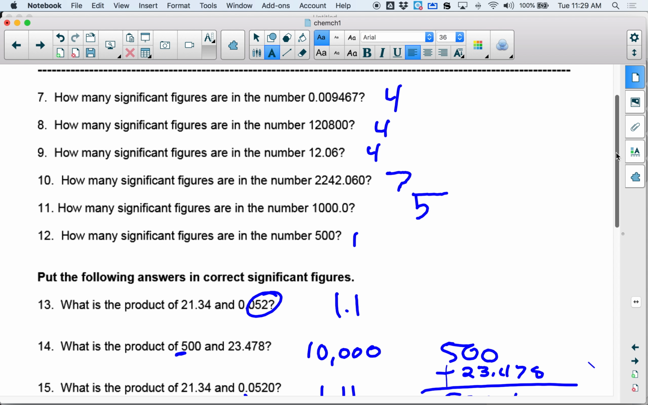All right, so check your answers here. We'll talk about anything we need to. I don't know where my erasing towel went.